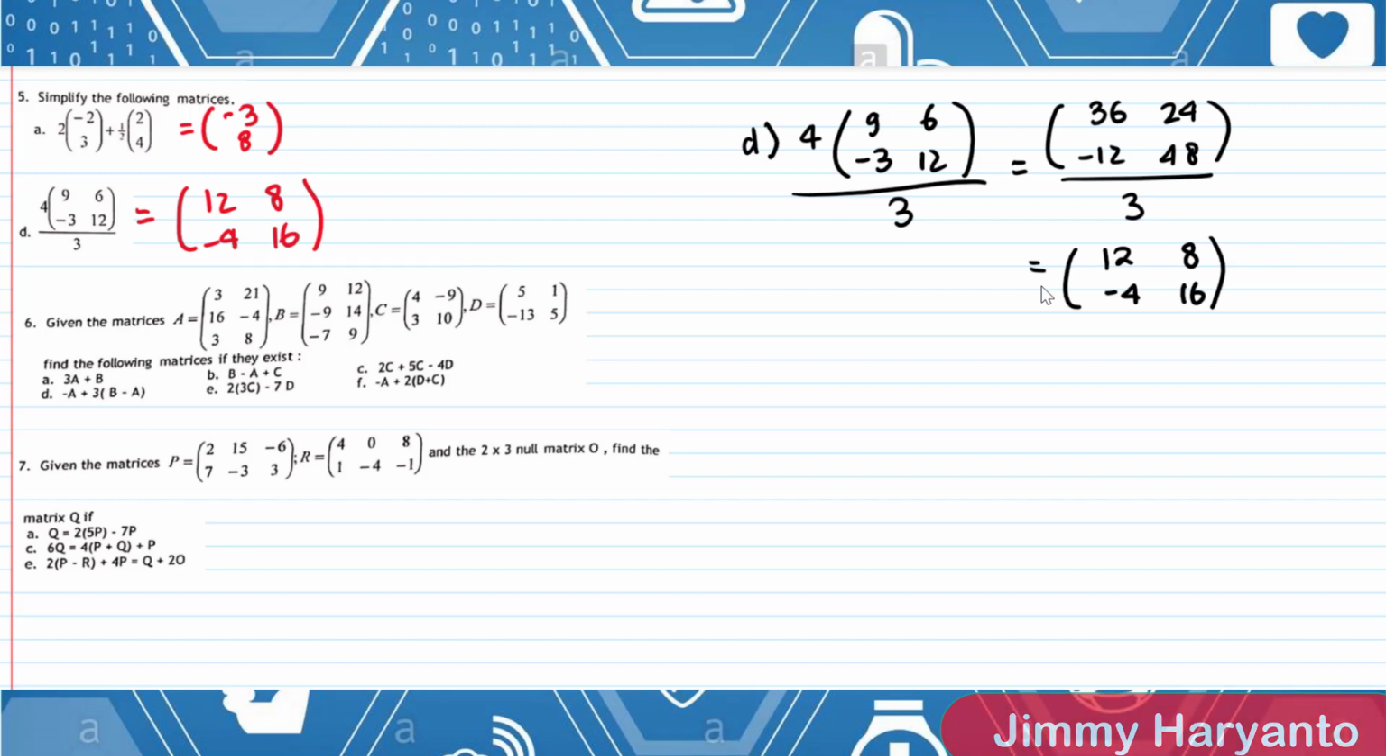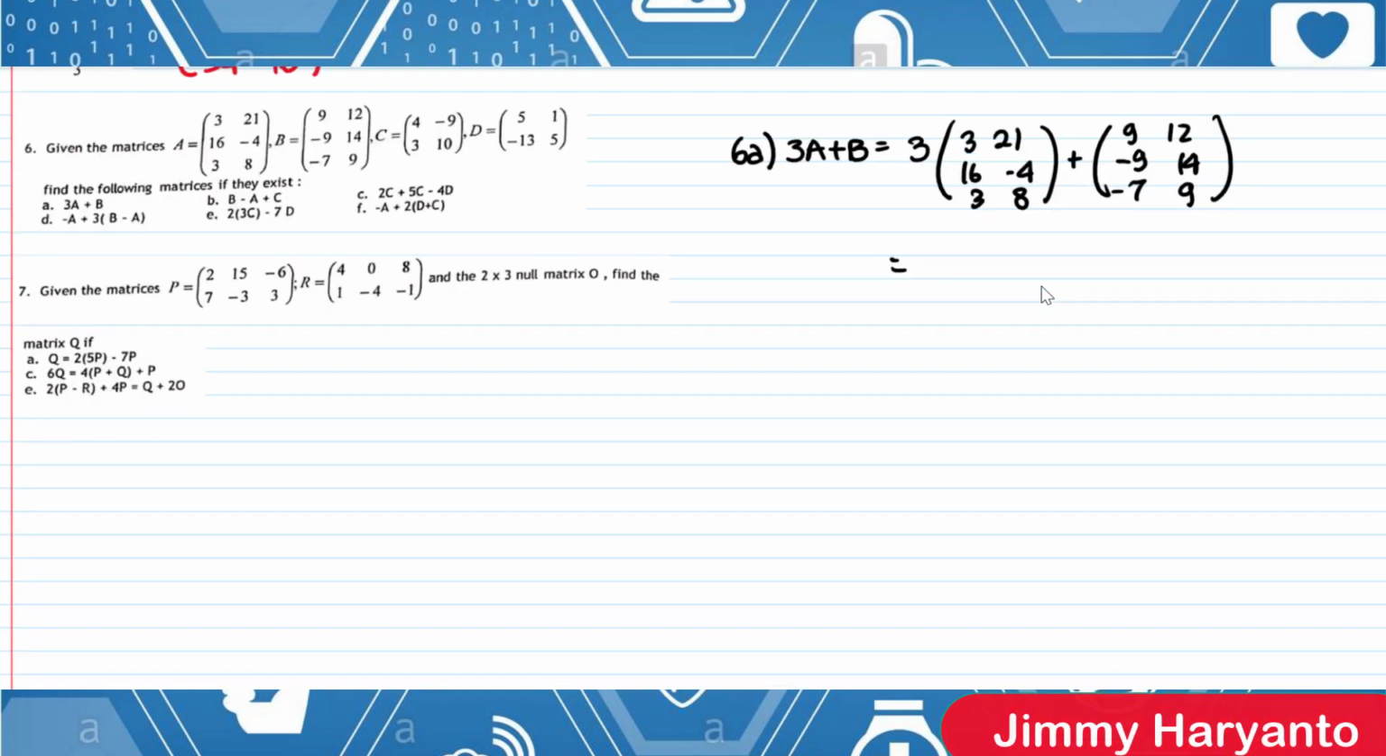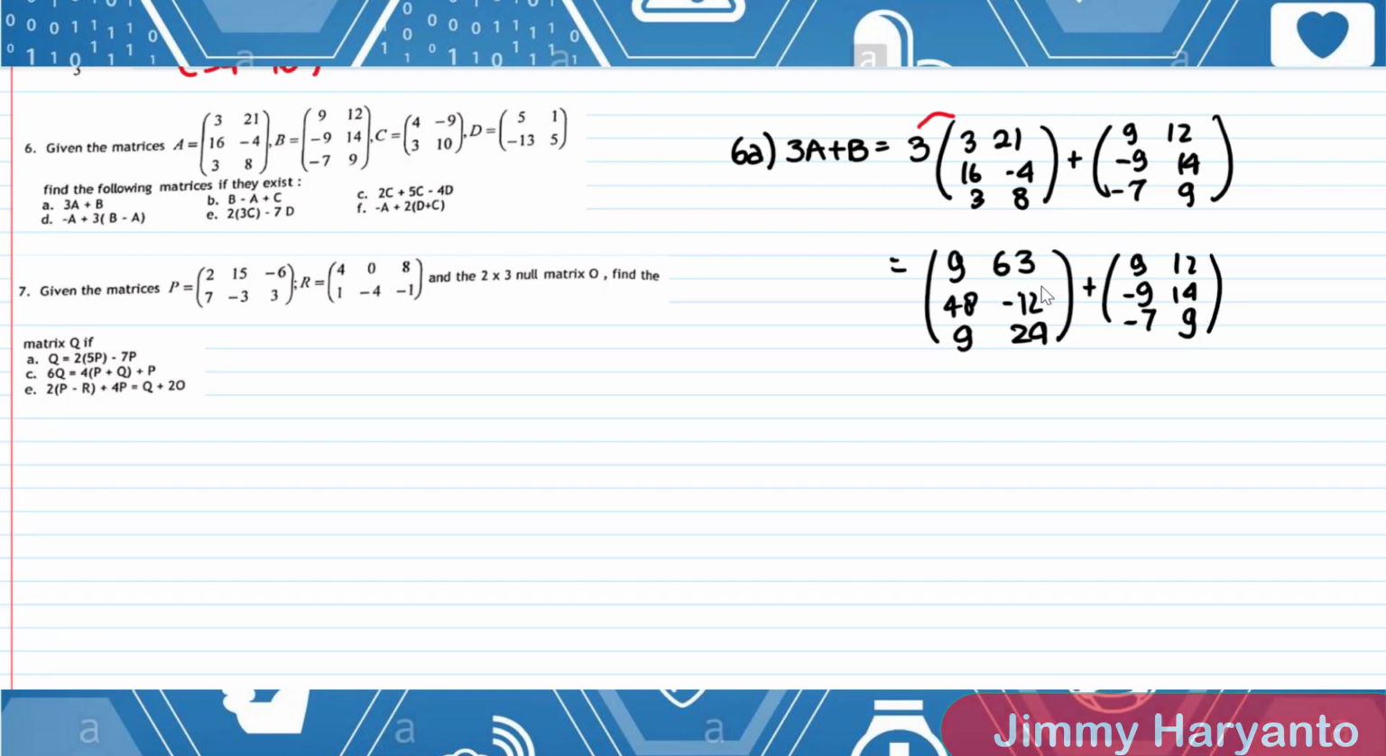Next is number 7. Oh, sorry, number 6. Okay, for number 6A, we have this addition, 3A plus B. So I already replaced the A with the matrix and the B also with the matrix. First, we have to times it with 3. Therefore, we will get 9, and then 63, 48, negative 12, and then 9, and then 24, plus 9, 12, negative 9, 14, negative 7, and 9.